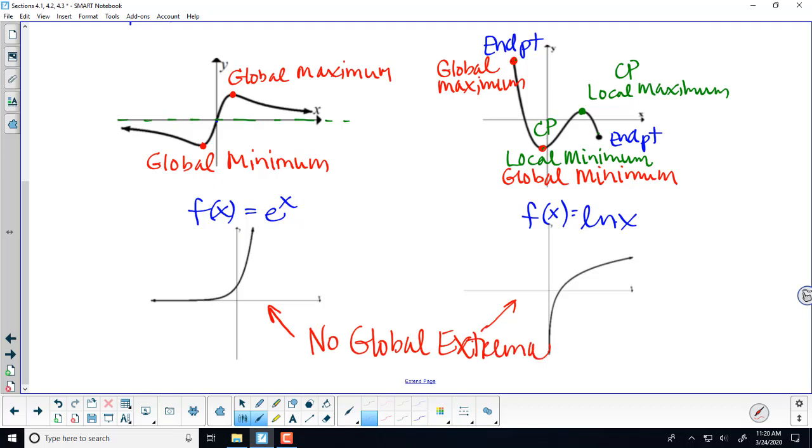Now, if we restricted those domains, we could have a global max or min. But if we look at the domain of the function, this one is all real numbers, and this domain, remember, is 0 to infinity. Okay? So, how do we find these global max and mins without relying on a graph?